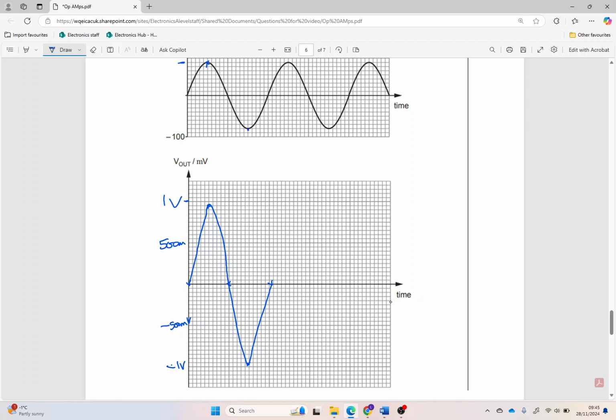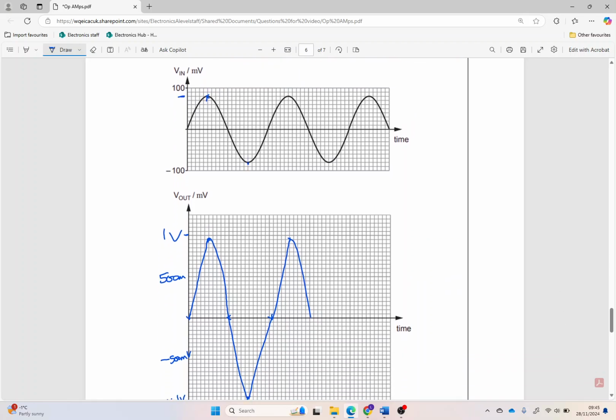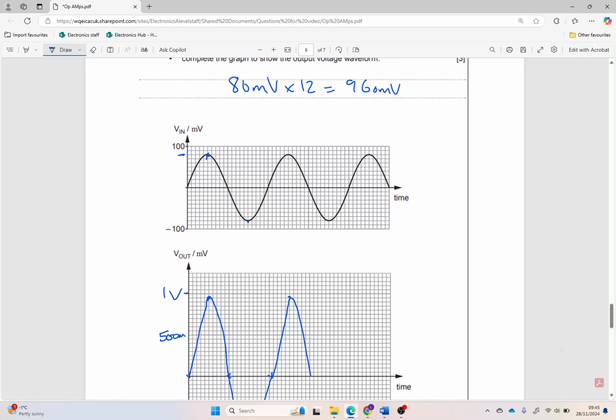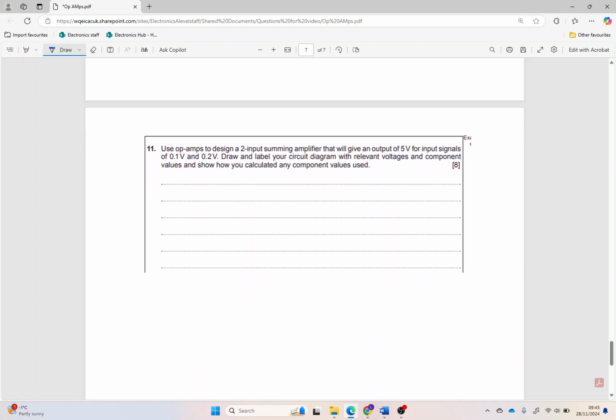I'll just do one more point for you. So somewhere there, here we go like so. Okay, so it's a non-inverting amplifier, so we're in phase, and at the moment we're 12 times bigger. Right, okay, so summing amplifier.